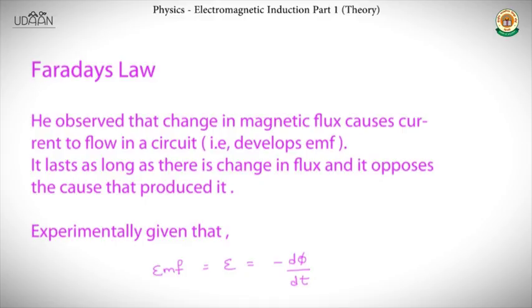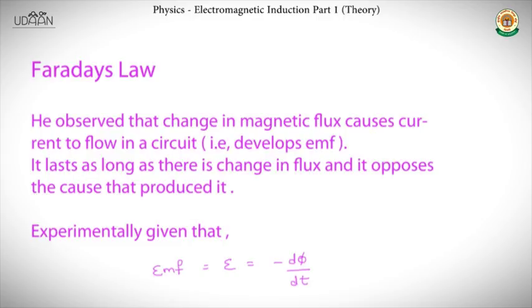To calculate the EMF, we need to know about Faraday's law. Faraday observed that the change in magnetic flux causes current to flow in the circuit, which is nothing but developing the EMF. And he observed that it lasts as long as there is a change in flux. So if there is a change in flux, there is current flowing in the circuit, that is, EMF is developed. So by this, he gave a relation that the EMF is nothing but the rate of change of flux, and it is minus d phi by dt. Exactly. So it means that it opposes the rate of increase or decrease in the flux.